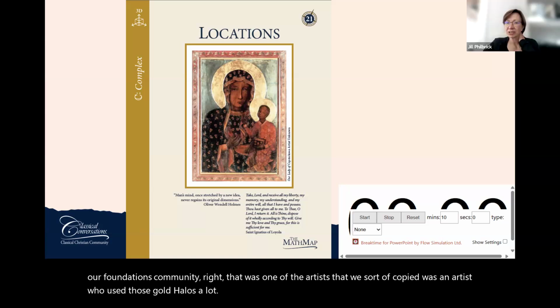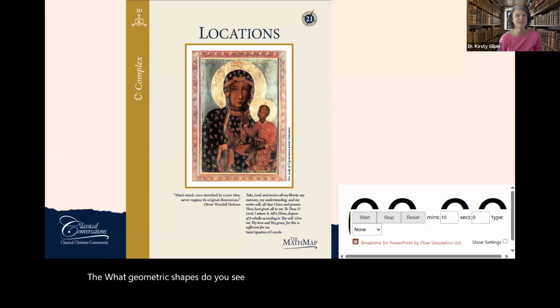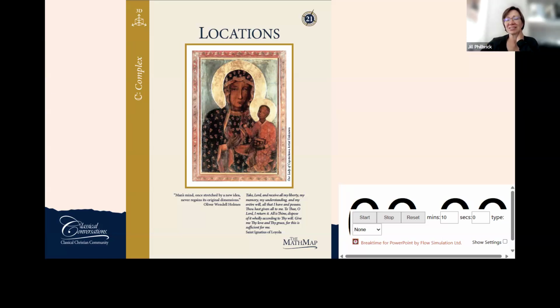This looks very geometric to me. I'm sure it has to do with the fabric and the halos, but it feels like there's a lot of geometry. So what geometric shapes do you see, or geometric relationships do you see? Well, it almost looks like those translations and transformations we talked about, because on the fabric, the image is the same, but it's oriented in different directions, is one thing.